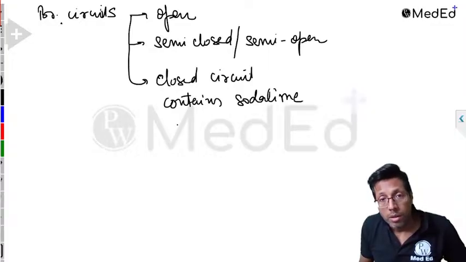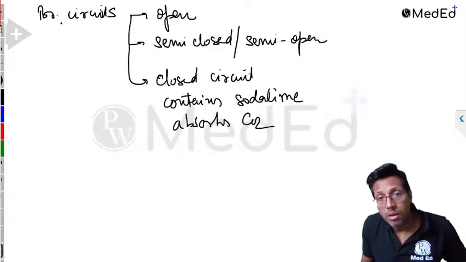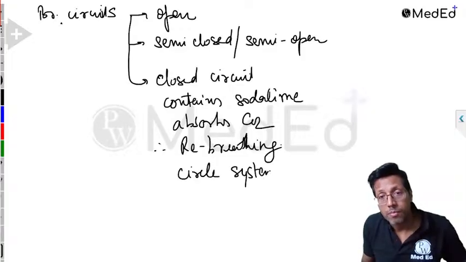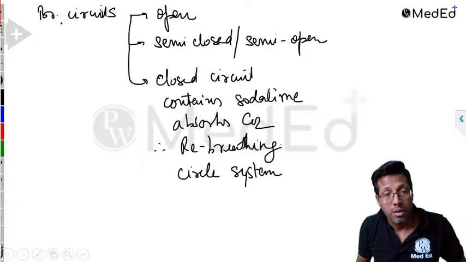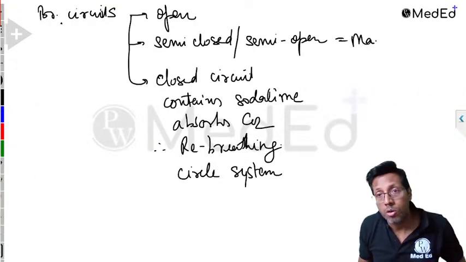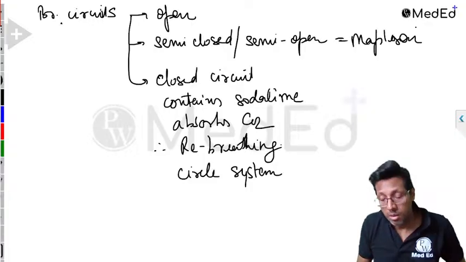It absorbs carbon dioxide. Therefore, rebreathing takes place with removal of carbon dioxide. Scavenging is possible, and it is called a circle system. These are your closed circuits. Talking about the circuits, Mapleson. The semi-open or semi-closed circuits at your level are the Mapleson circuits.